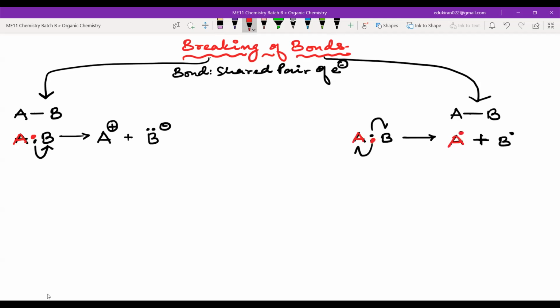Okay, now in this case, A has lost its electron, and B has one of the electrons from A. That is why it has gained an electron, and hence it has a negative charge.